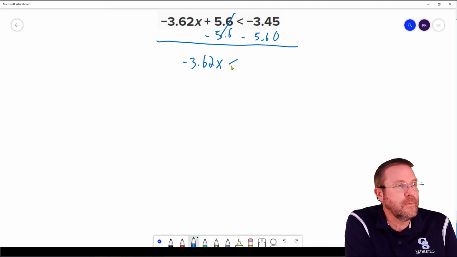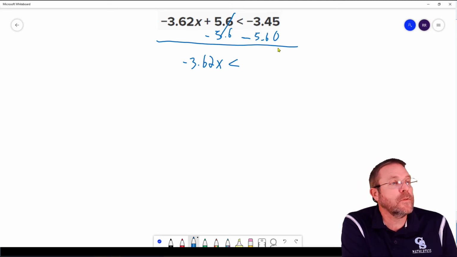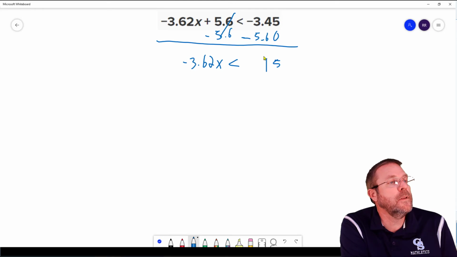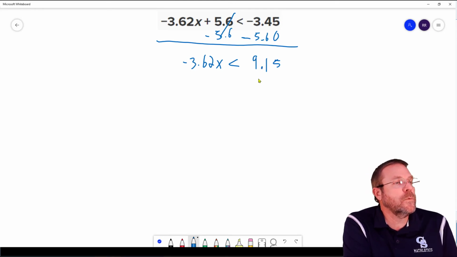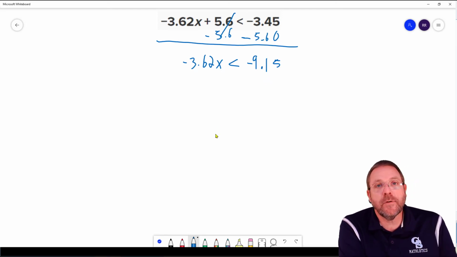X is less than. Over here, we're going to have signs are the same. Find the sum. So that's going to become a 5. That's going to become a 10, 11 decimal. And then we're going to have an 8, 9. So the sign from the larger number goes in front of the answer, giving us negative 9.15.